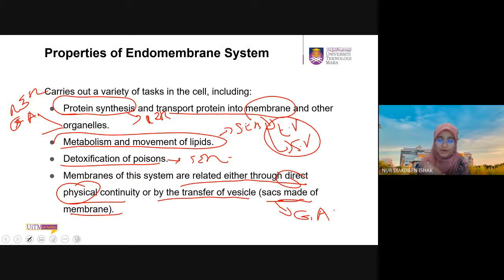From the Golgi apparatus, it produces secretory vesicle that contains protein to be secreted out of the cell. So macam mana dia nak secrete out of the cell? This secretory vesicle will fuse with the plasma membrane. So that's why dia cakap kat situ direct physical continuity or by the transfer of vesicle.